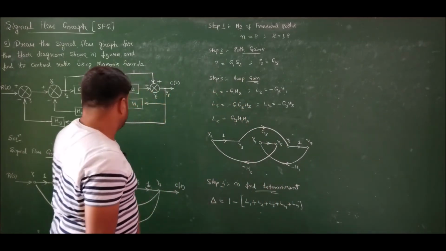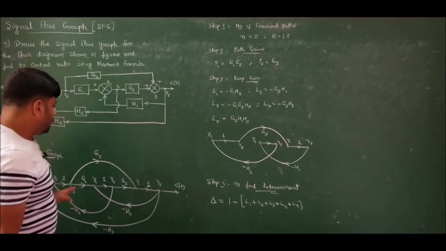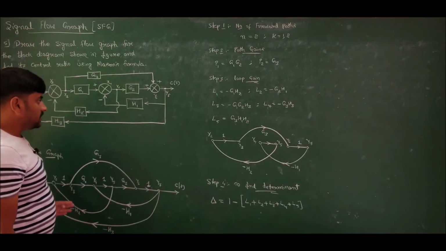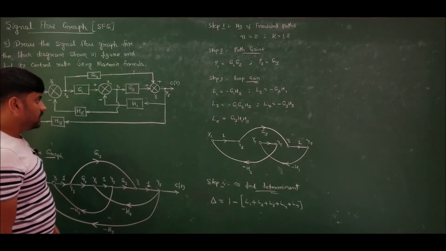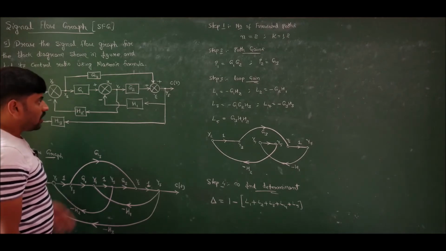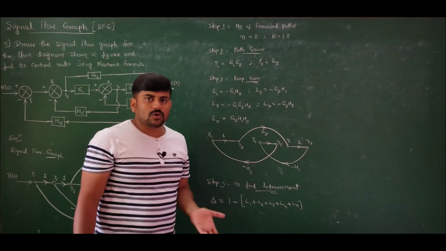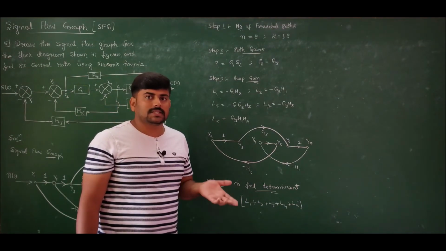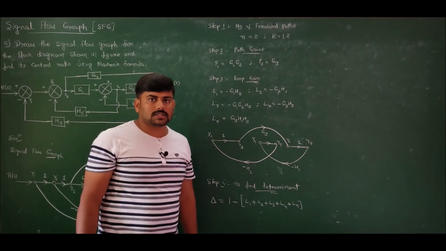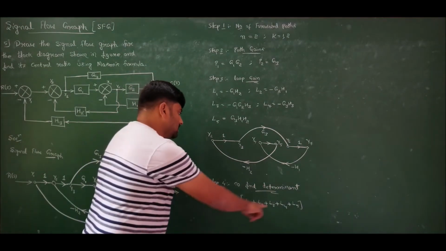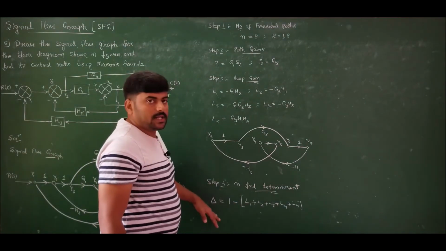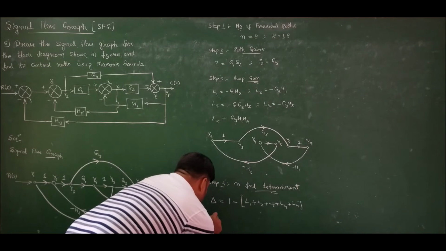L1 is touching L2, L1 is touching L3, L1 is touching L4, L1 is touching L5. So all the loops are touching each other, therefore there is no combination of two non-touching loops. If there is no combination of two non-touching loops, then there is no question of going for 3 non-touching loops. So this itself is the formula for the determinant. So what is the value of delta?